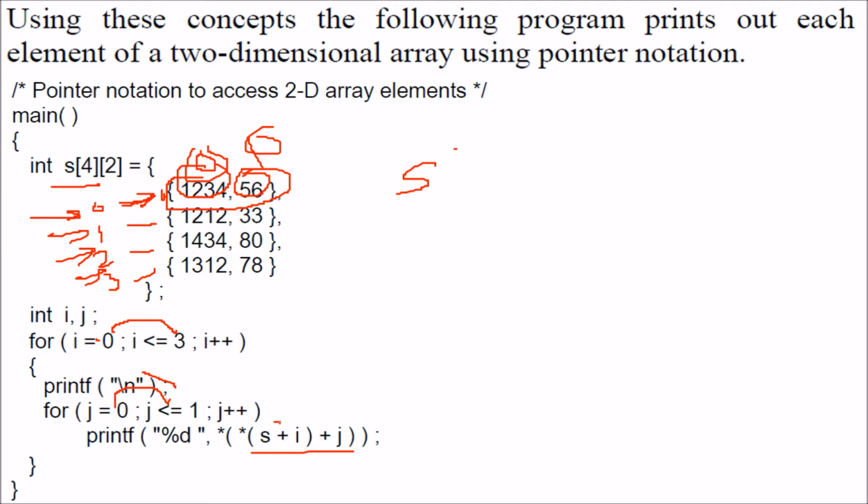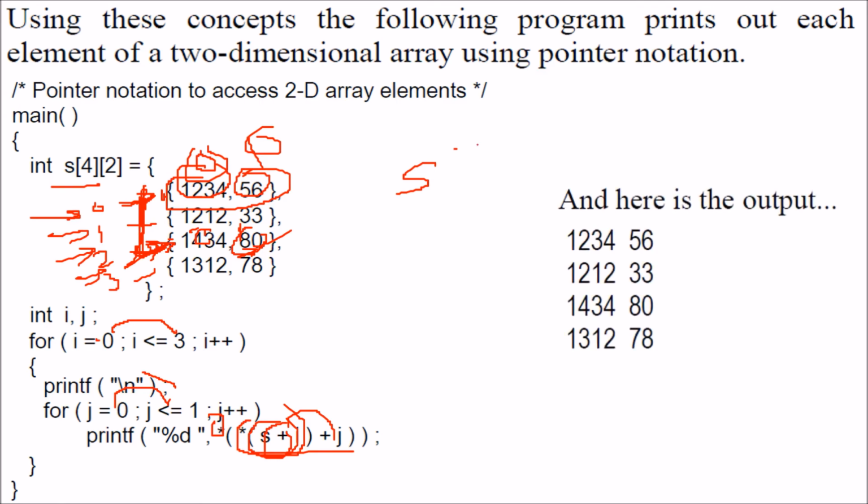Now you put s+i. That means first take me to the proper row. I am just saying that s+i will take you to a specific row. Then you say value at this row, which is the address. Now you say plus j, that is this one or this one, 0 or 1. Maybe 0, maybe 1. Say 1, then you have come to this point. Now I want the value at this address, so 80 will come. This is how all the values can be printed.